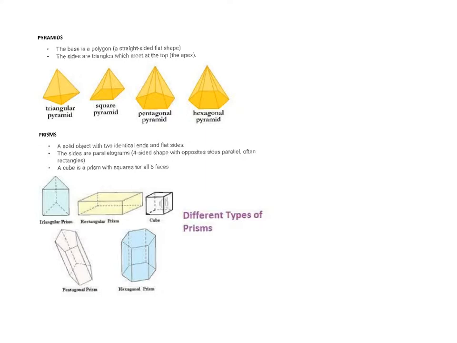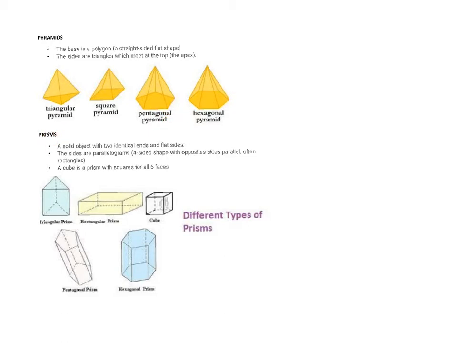If we have a base that could be a triangle, a square, a pentagon, or a hexagon, and coming up from each side is a triangle that meets at a vertex, a special vertex that we call an apex, then that's considered a pyramid. We can get more specific with the name when we talk about what kind of base it has. If it has a triangle base, we call that a triangular pyramid. If it has a square base, that's a square pyramid. A pentagon base is a pentagonal pyramid, and so on.